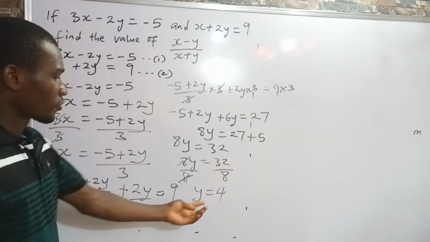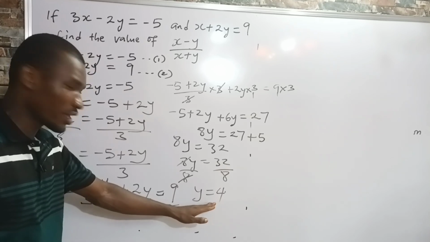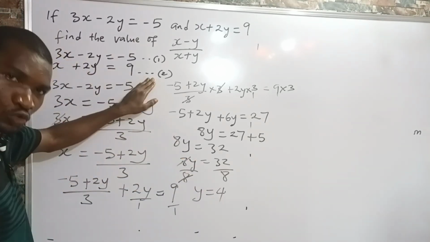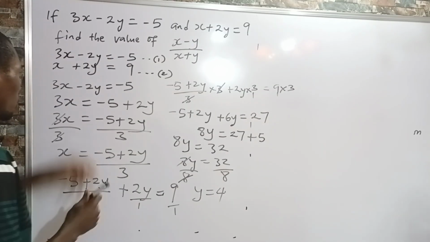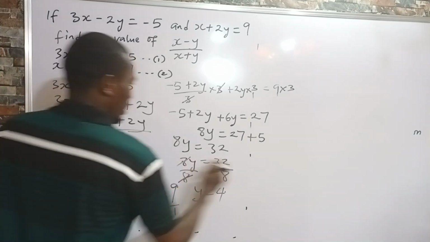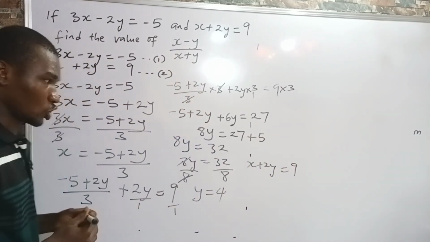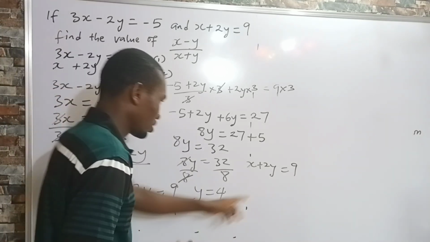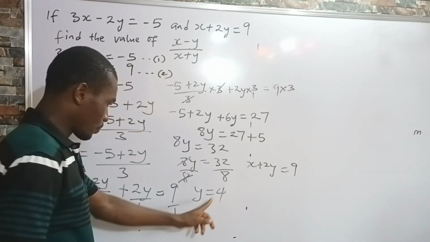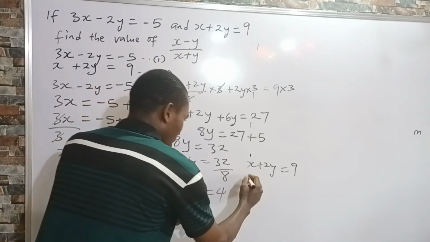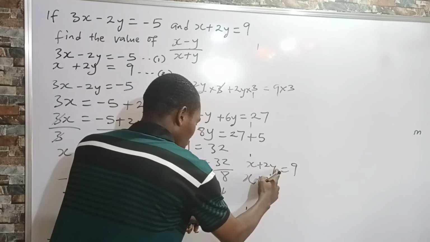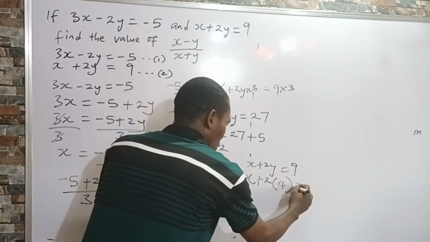Alright, since we've gotten the value of y, we shall substitute y equal to 4 into equation 2. For equation 2, we have x plus 2y equal to 9. That means wherever you see y in this equation, I'm going to replace it with 4. So let's go ahead and do that. Here I have x plus 2 in bracket, and my y is 4 now, and that is equal to 9.